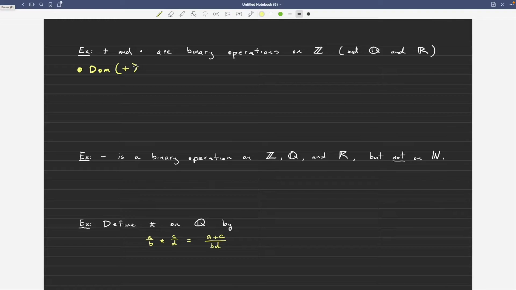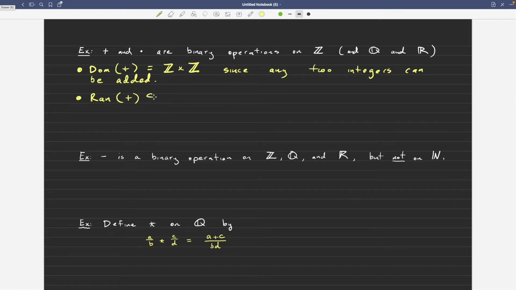Well, we know just from the axioms of the integers that we can add any two integers. So that means that the domain of addition would be Z cross Z, because we're going to add two things, right? So we've got an ordered pair. So the domain of addition is Z cross Z, since any two integers can be added. The range of addition is a subset of Z, since for every, let's say, m and n in the integers, m plus n is an integer.